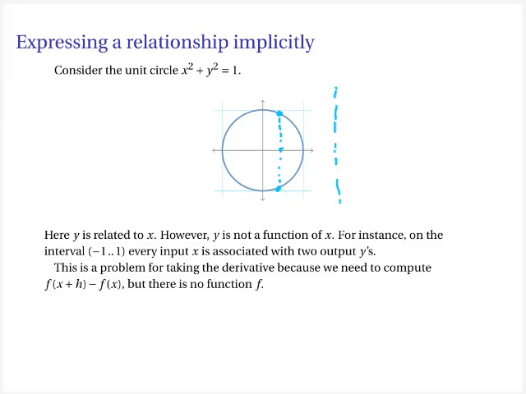There's a problem, because when we go to take the derivative, we want to take the limit as h goes to 0 of a fraction, and the top of the fraction says f of something minus f of something, but there is no f. So what to do?